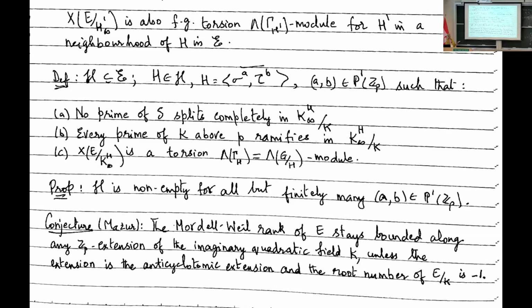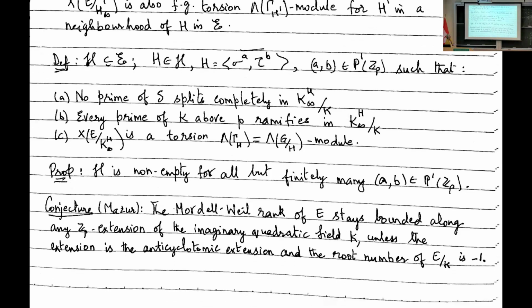Remember, I identified P1 with this family of Zp extensions. So this is not asking for too much. It holds almost always. Now, there's this old conjecture of Mazur, which says that the Mordell-Weil rank of the elliptic curve stays bounded along any Zp extension of the imaginary quadratic field unless that extension is an anticyclotomic extension.